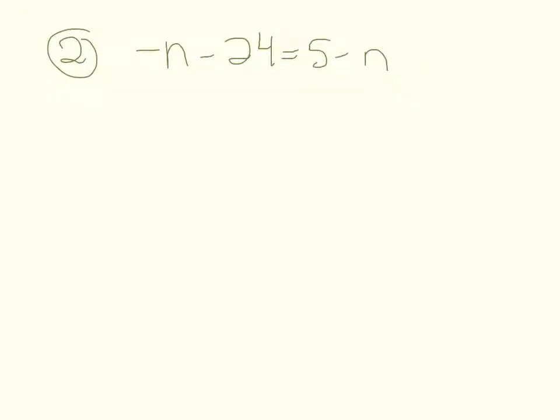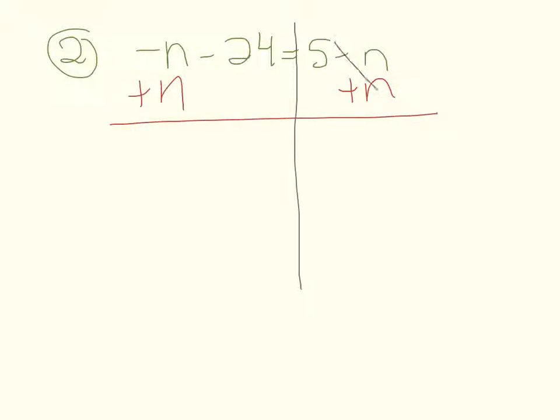All right, next one. Same thing. I'm going to draw a line. Now you notice I have a negative n and a negative n. They're the same. So there's a trick to this if you recognize it, but it doesn't matter which one I'm going to move. So I'm going to go ahead and move this one over here. Right now it's a minus n, so I'm going to add n. Those cancel, so I'm left with my 5 equals.